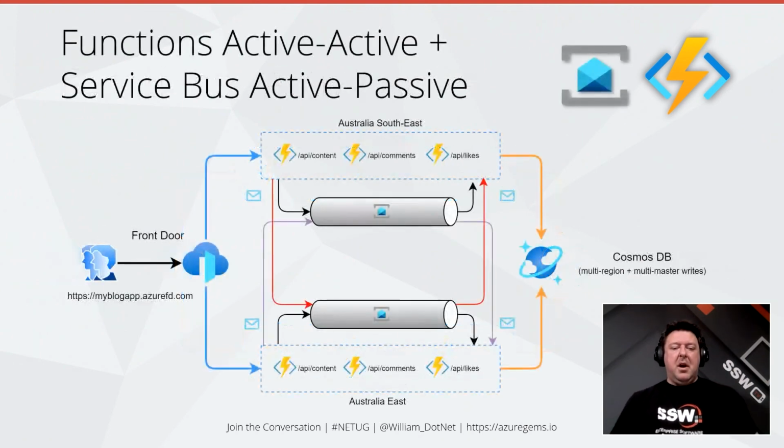We haven't actually put that into the picture yet. So here we go. We take our service bus active-passive pattern and we combine it with the functions active-active pattern. It looks a little bit crazy, but if you look at it for a minute, it actually makes a whole lot of sense.